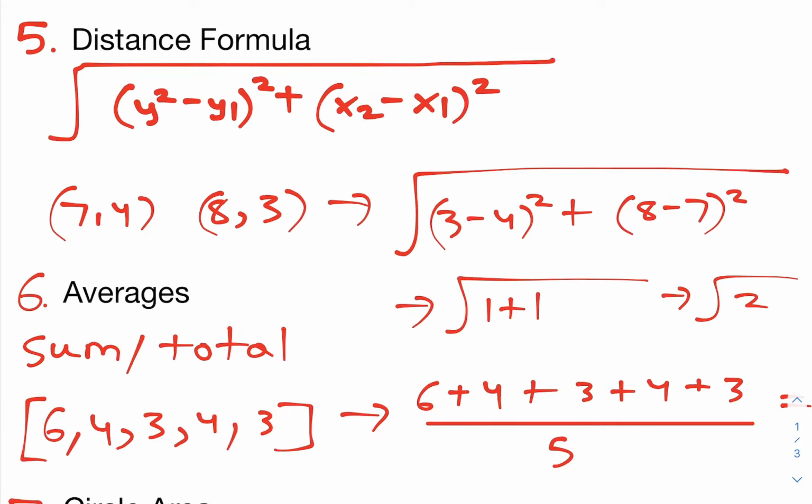So if we have the 2 points 7, 4 and 8, 3, and we plug this in, we would get the square root of 3 minus 4 squared plus the quantity of 8 minus 7 squared. This then equals the square root of 1 plus 1, which is equal to the square root of 2, which means that between the points 7, 4 and 8, 3, there's a distance of square root of 2 units, which is about 1.4. So about 1.4 units between those 2 points.